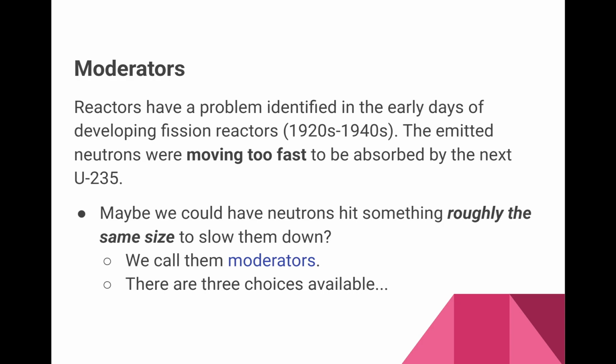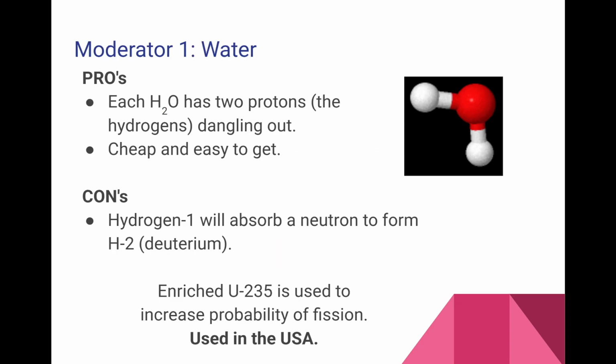That means probably we should be looking for protons, right? They're about the same size. Well, what is there that is an easy source of protons? Well, one thing would be the hydrogen in water, because hydrogen itself is basically a proton with an electron whizzing around it. At least hydrogen 1 is. So this seems like a great solution. Water is super easy to get. Each water molecule has 2 protons just hanging out there for the neutrons to hit.